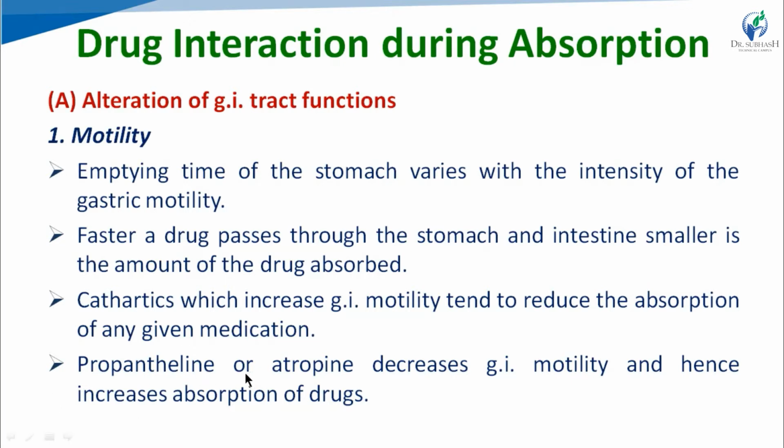So this propantheline or atropine decreases the GI motility and hence increases the absorption of drugs. देखिए यहाँ पे motility will be decreased by the particular drug. So यहाँ पे क्या होगा कि emptying time will be raised, and in this condition the absorption of the particular drug will be raised. देखिए यहाँ पे one of the examples is digoxin. So the absorption of digoxin will be raised.